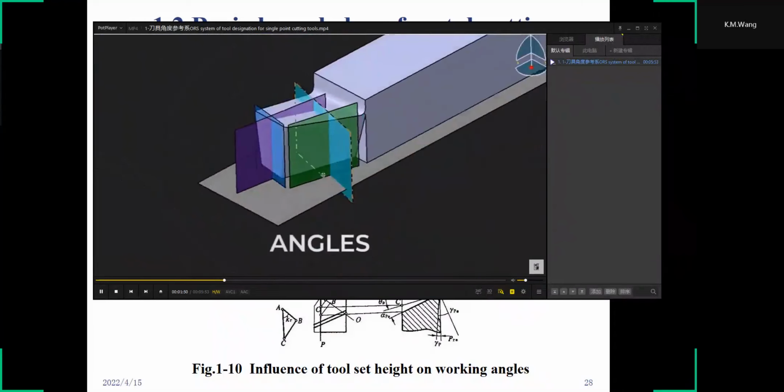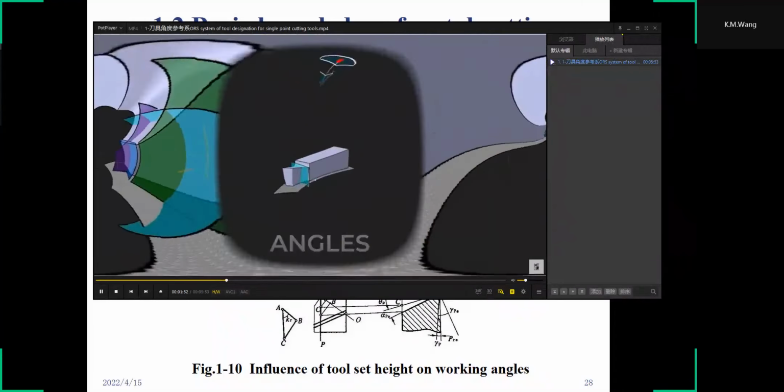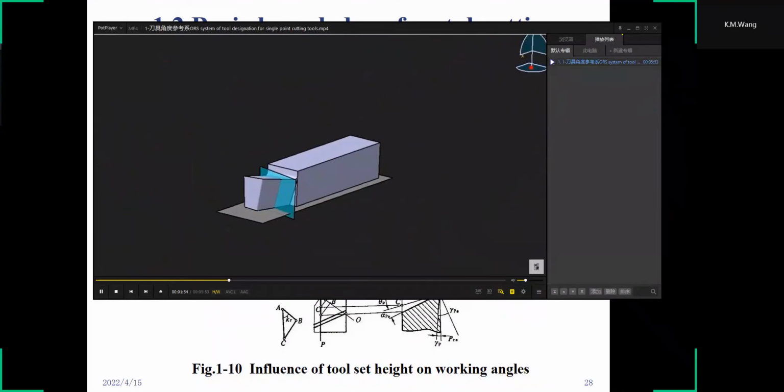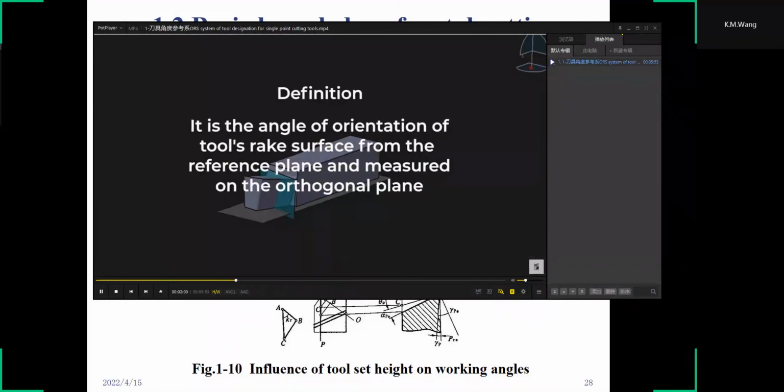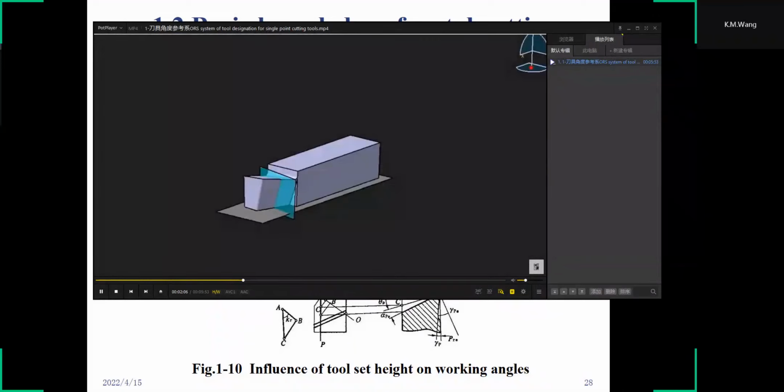Right? Let's look at all the angles. I said 6 angles. The first angle we are going to take a look at is orthogonal rake angle. Let's look at the definition. It is the angle of orientation of tool's rake surface from the reference plane and measured on the orthogonal plane. Let's see what that means here.